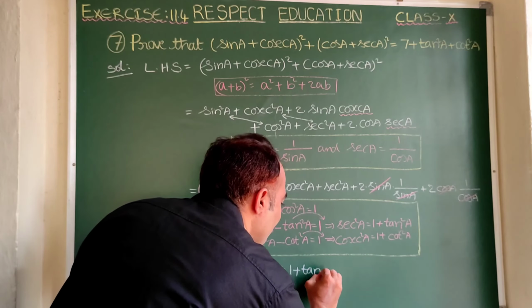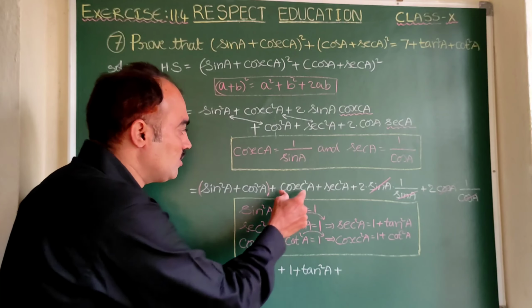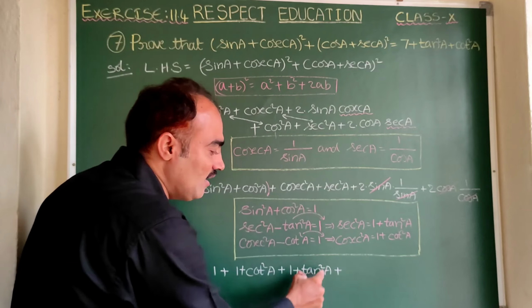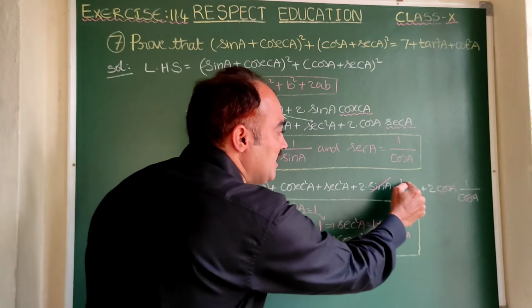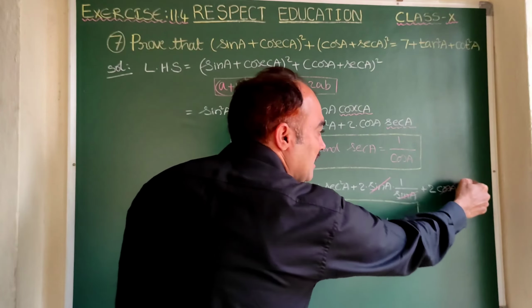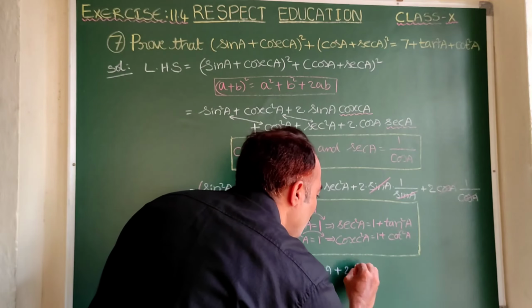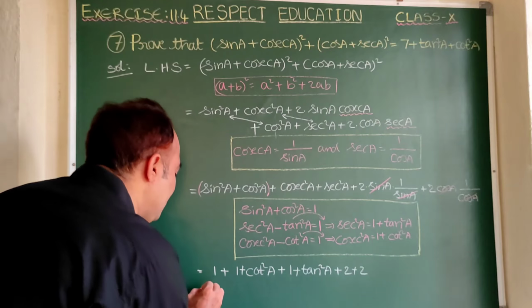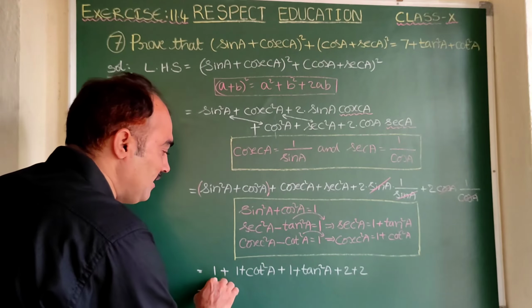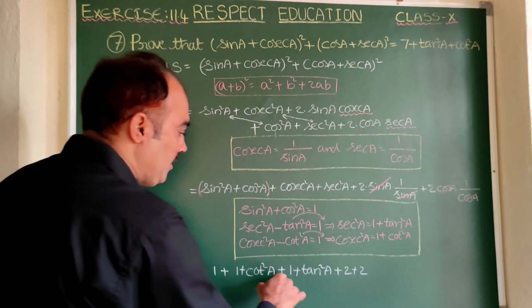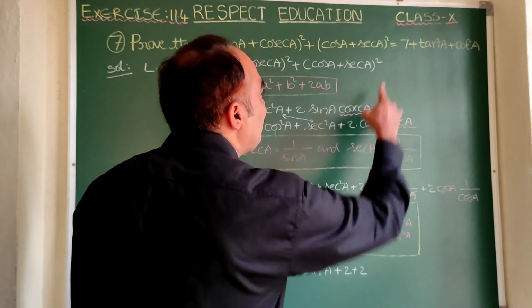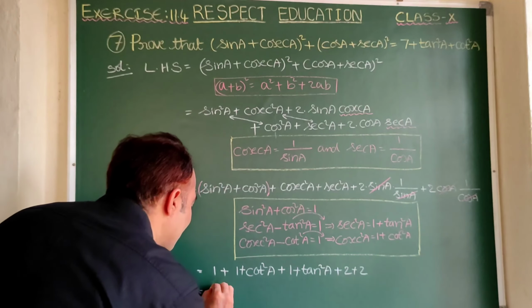Here you observe, sin square a plus cos square a, I have written as 1. Cosecant square a is 1 plus cot square a. Secant square a is 1 plus tan square a. Here 2 1s are 2, plus here 2 1s are 2. So let us write 2 plus 2. Clear? Now add all the numbers. 1 plus 1, 2 plus 1, 3 plus 2, 5 plus 2. Here what is required? 7. Okay, we got 7 here.